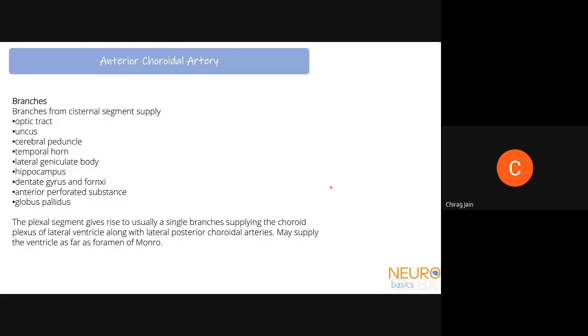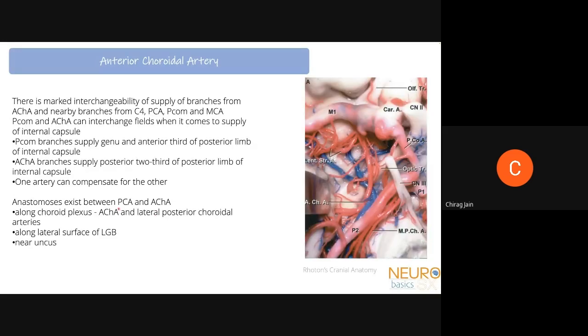It's also an important anastomotic point between the anterior and the posterior circulation, because the posterior circulation gives rise to the posterior choroidal arteries, which can anastomose with the anterior choroidal artery in the choroid plexus. Just a little bit more about these anastomoses: there are significant anastomoses between the PCA and the anterior choroidal, not just along the choroid plexus, but also along the lateral surface of the lateral geniculate body and near the uncus.